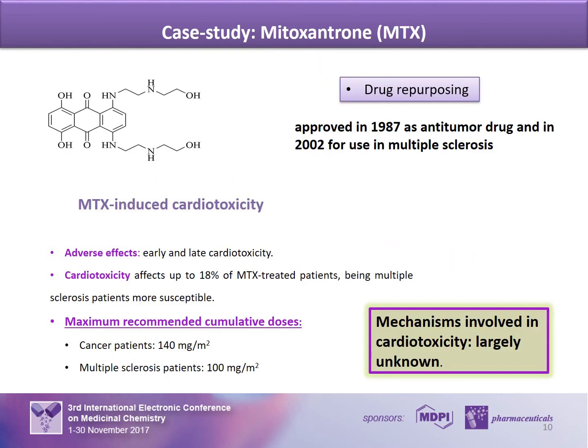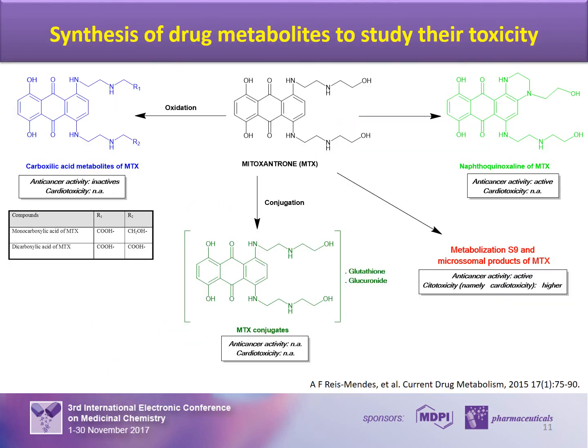Entering the second case study of mitoxantrone, this drug is an example of drug repurposing. It was approved in 1987 as an anti-tumor drug and in 2002 for use in multiple sclerosis. Nevertheless, mitoxantrone shows a high incidence of cardiotoxicity, which limits mitoxantrone dose in patients receiving intense or prolonged therapy. Still, the underlying mechanisms of mitoxantrone cardiotoxicity are poorly understood.